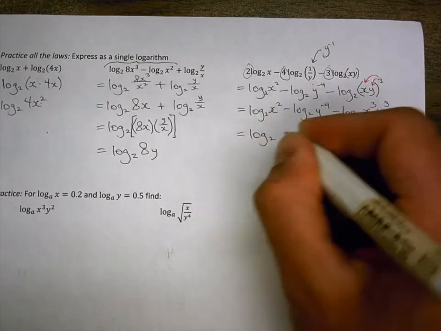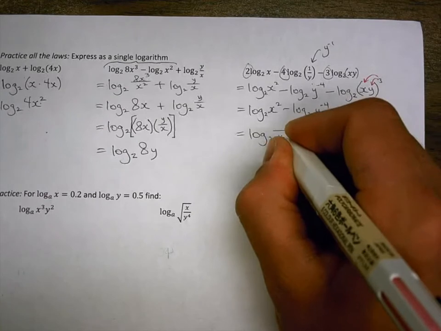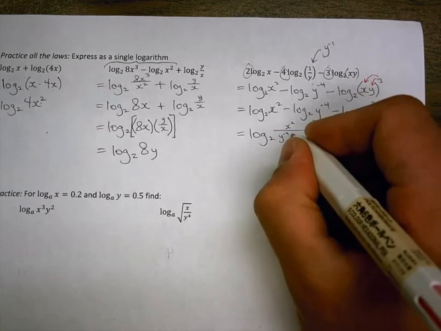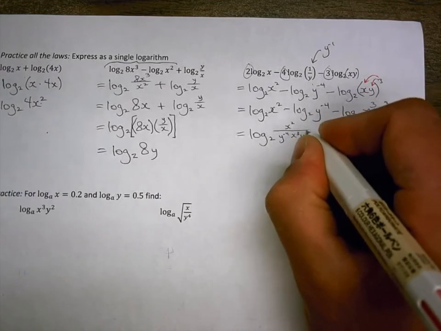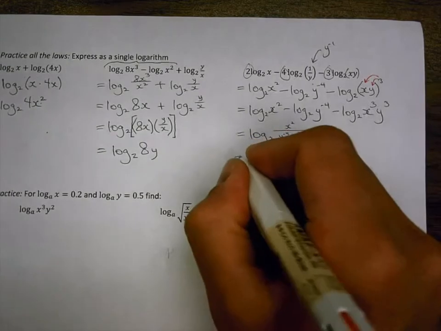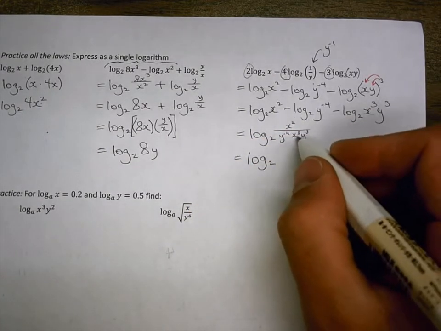Sure, log base 2. I have x squared in my numerator, divided by y to the negative 4, divided by x cubed, divided by y cubed. That's very messy, but I should be able to figure this out. Log base 2. So I have x over x. I have too many x's on. I have one x on the denominator.